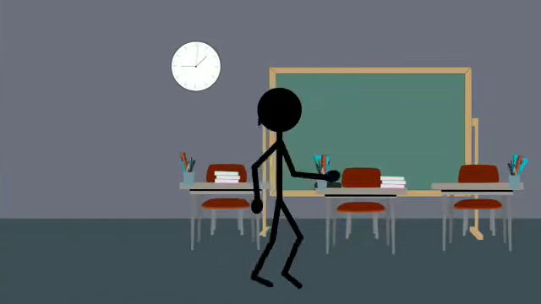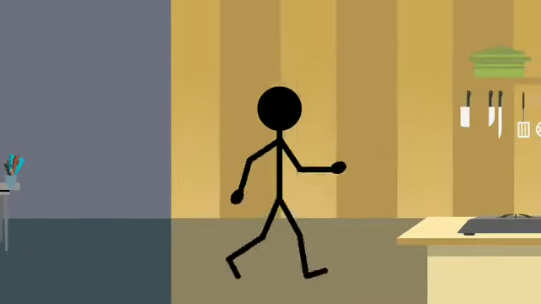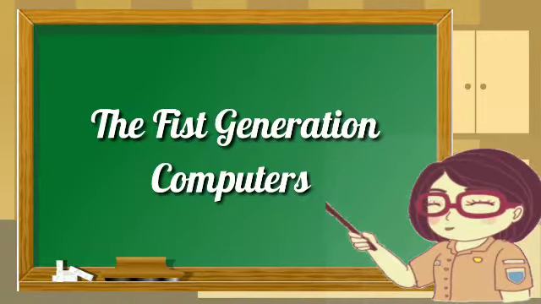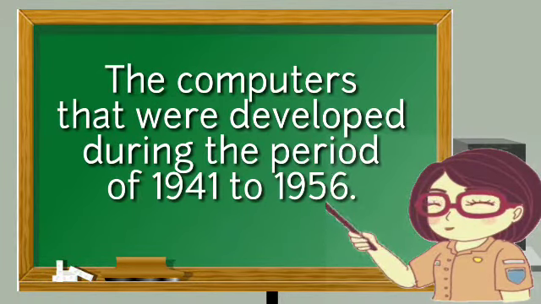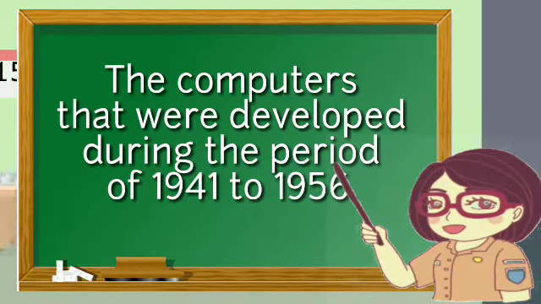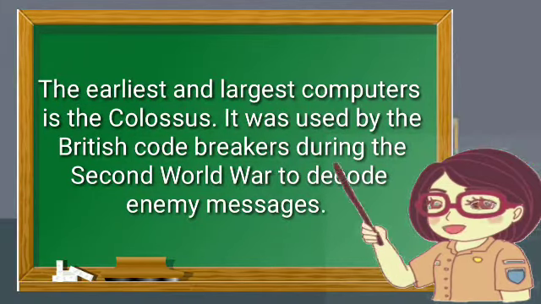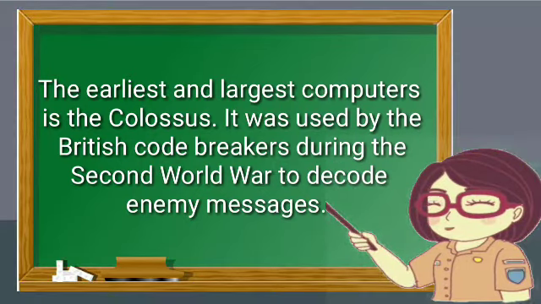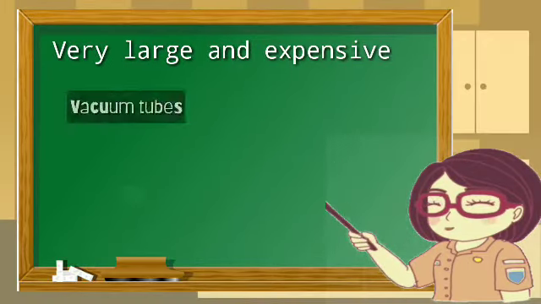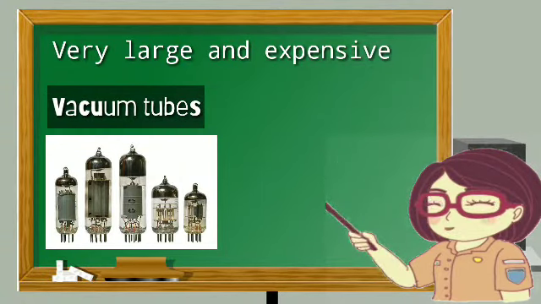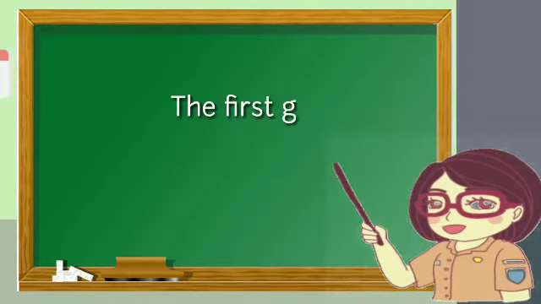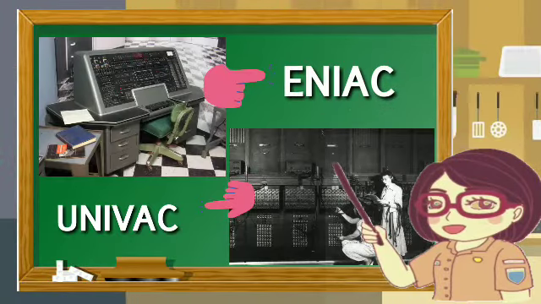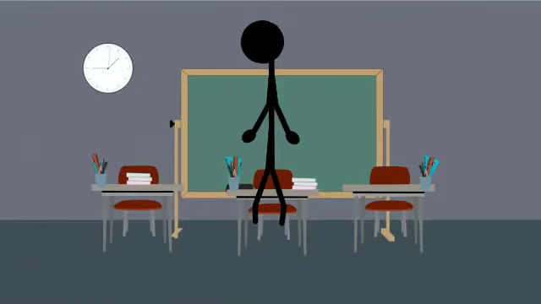And now, are you wondering about the generations, or the development of the computer generation by generation? So I will bring you to the first generation. The first generation computers were developed during the period of 1941 to 1956. The earliest and largest computer is the Colossus. It was used by British codebreakers during the Second World War to decode enemy messages. They were very large and expensive because they used vacuum tubes and magnetic drums. The first generation computers also consumed a huge amount of electricity. ENIAC and UNIVAC are examples of first generation computers.